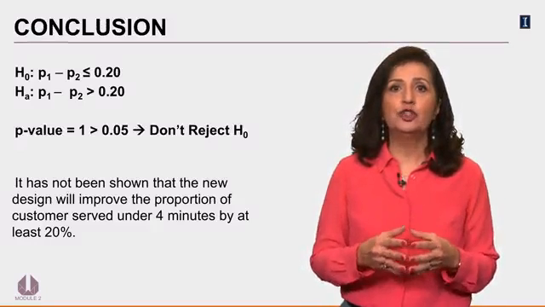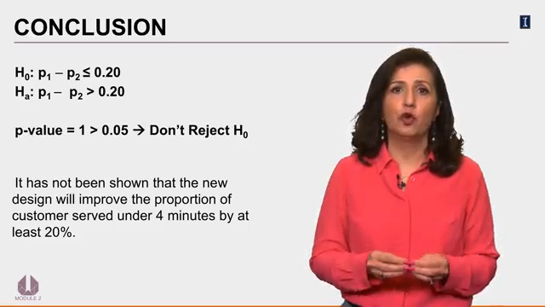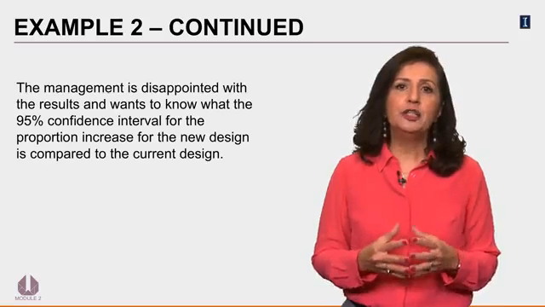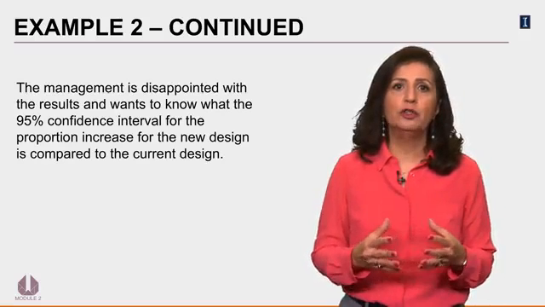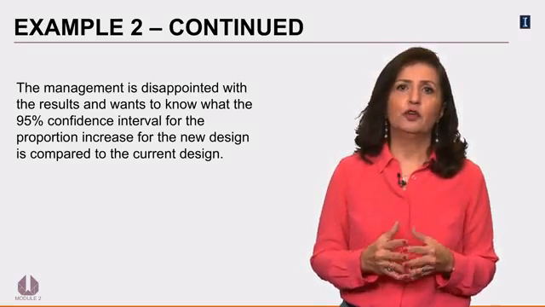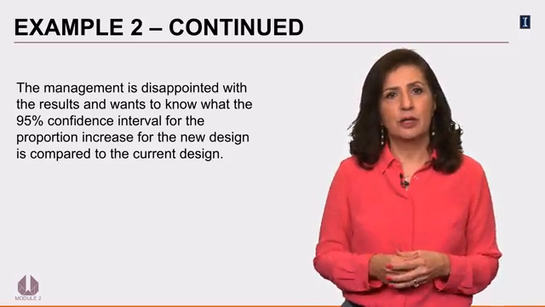Therefore, it has not been shown that the new design will improve the proportion of customers served under 4 minutes by at least 20%. The management is disappointed with the results and wants to know what exactly is that 95% confidence interval for proportion increases for the new design as compared to the current design.